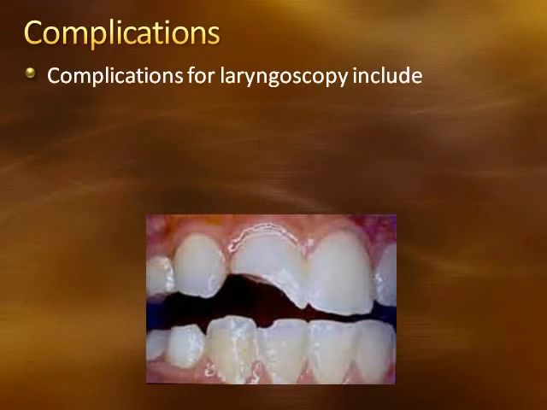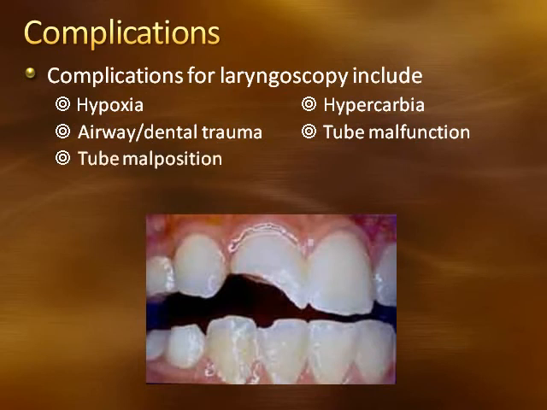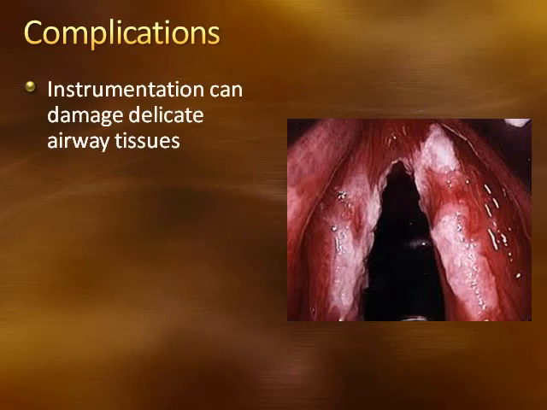The complications of laryngoscopy and intubation include hypoxia, hypercarbia, dental and airway trauma, tube malpositioning, physiological responses to airway instrumentation, or tube malfunction. These complications can occur during laryngoscopy and intubation, while the tube is in place, or following extubation. Instrumentation with a metal laryngoscope blade and insertion of an endotracheal tube often traumatize delicate airway tissues. Damage to the glossopharyngeal, hypoglossal, lingual, superior laryngeal, recurrent laryngeal, and branches of the trigeminal nerve have been reported after airway management.